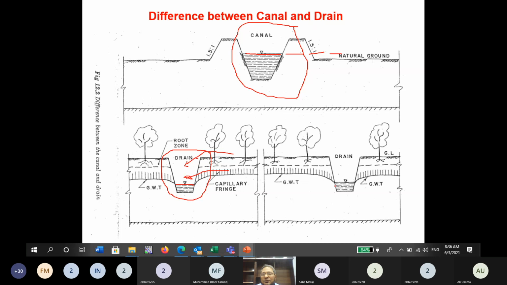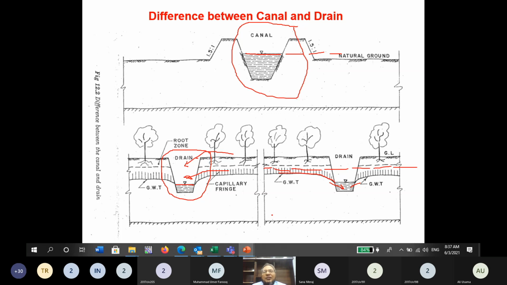Okay. So due to this drain, if we had not provided this drain, the water table could have been here, but due to this drain the water table has been lowered, and the water here has been drained, and you can see the shape of the water table. Okay, so that is the use of the drain.